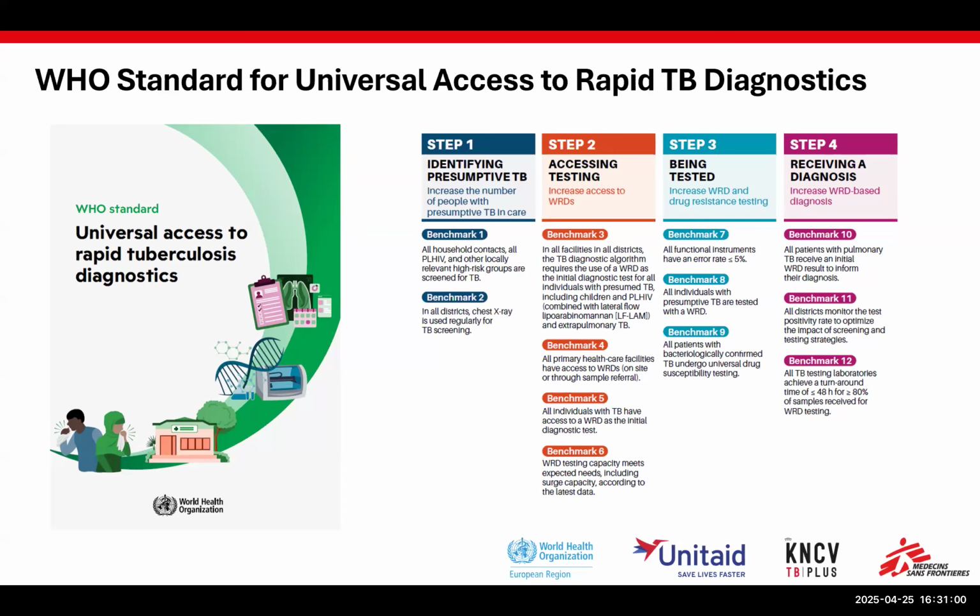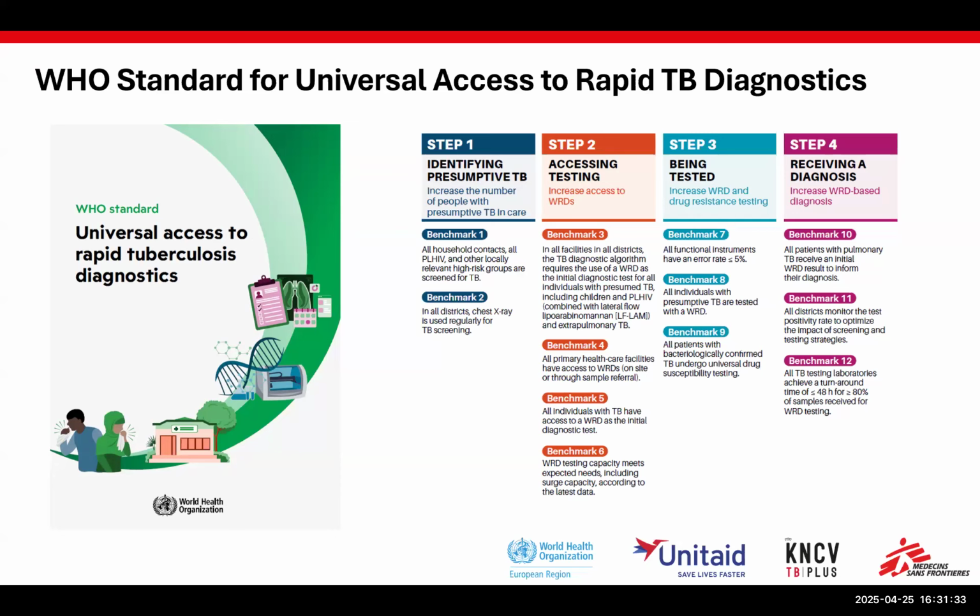Benchmark 4 includes all primary healthcare facilities having access to WHO recommended diagnostics on-site or through sample referral. Benchmark 5 states that all individuals with TB have access to WRDs as the initial diagnostic test. And 6 highlights WRD testing capacity meets the expected needs, including surge capacity, according to the latest data. Those are all related to accessing testing.